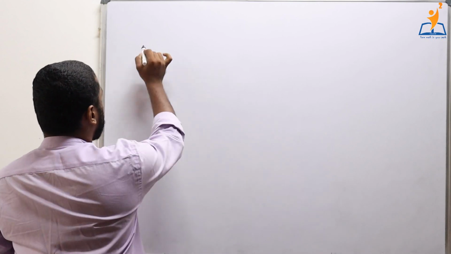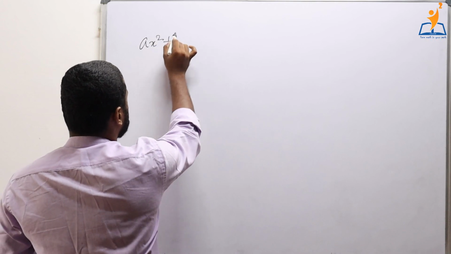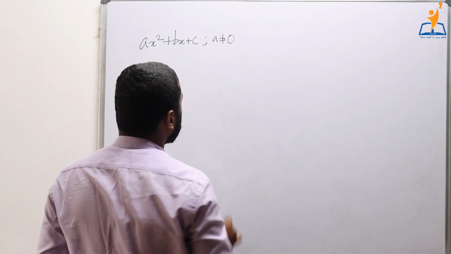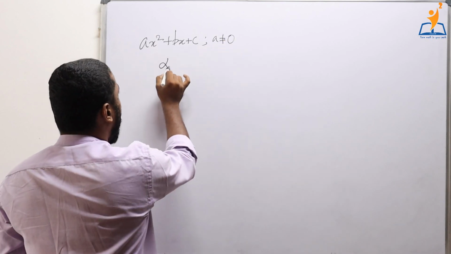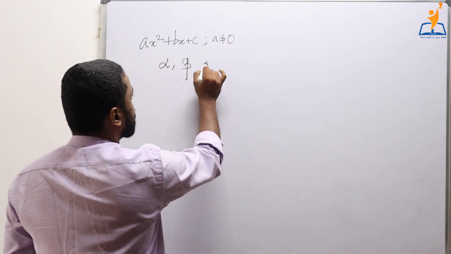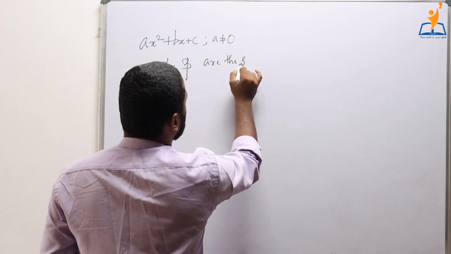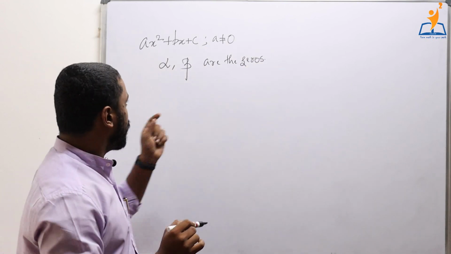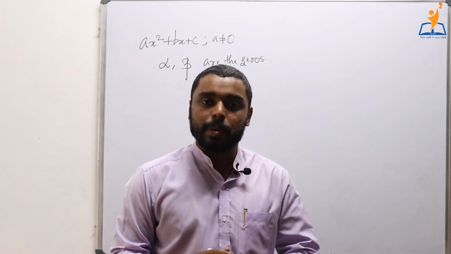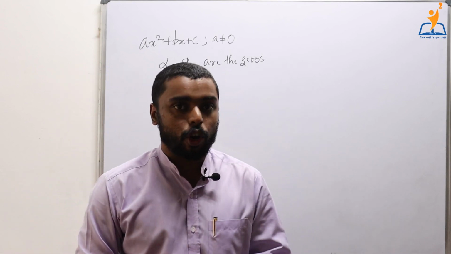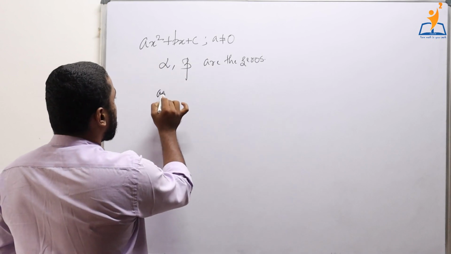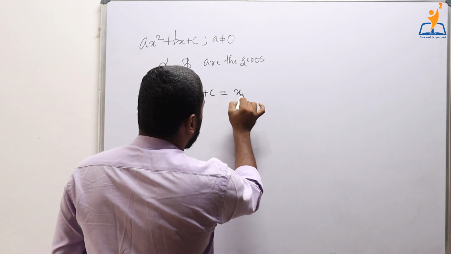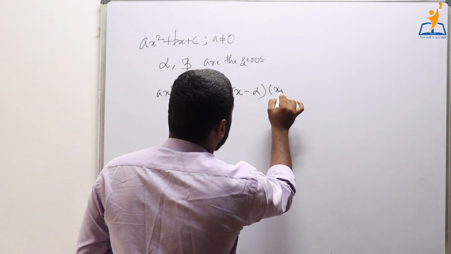We know that the general form of a quadratic polynomial is ax square plus bx plus c, where a not equal to 0, right? Now suppose that alpha and beta are the zeros of this polynomial. Then we know that if alpha and beta are the zeros of any polynomial, then we have ax square plus bx plus c equal to x minus alpha into x minus beta.